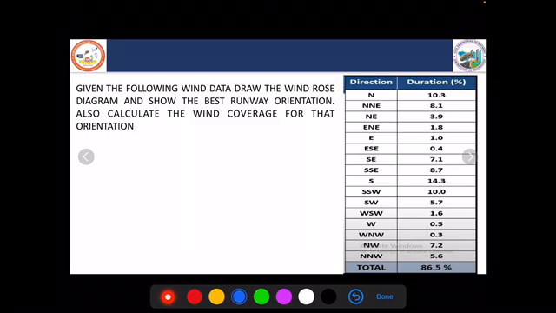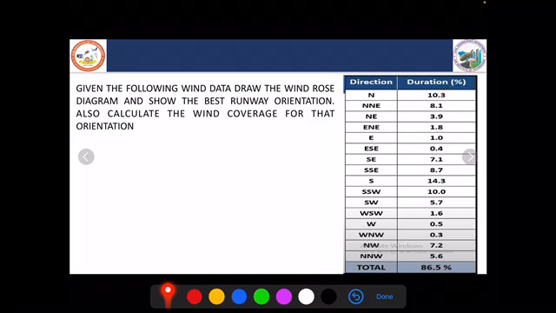So we'll take up an example. Here you can see that given the following wind data, we have to draw the Windrose diagram and show the best runway orientation, and also calculate the wind coverage for that particular duration. Here the wind data is given for all the directions: north, north-northeast, northeast, east-northeast, east. Similarly, the 16 directions are given, and the duration of the wind in each direction is given. North direction 10.3, north-northeast 8.1. Similarly, in all the directions the values are given.